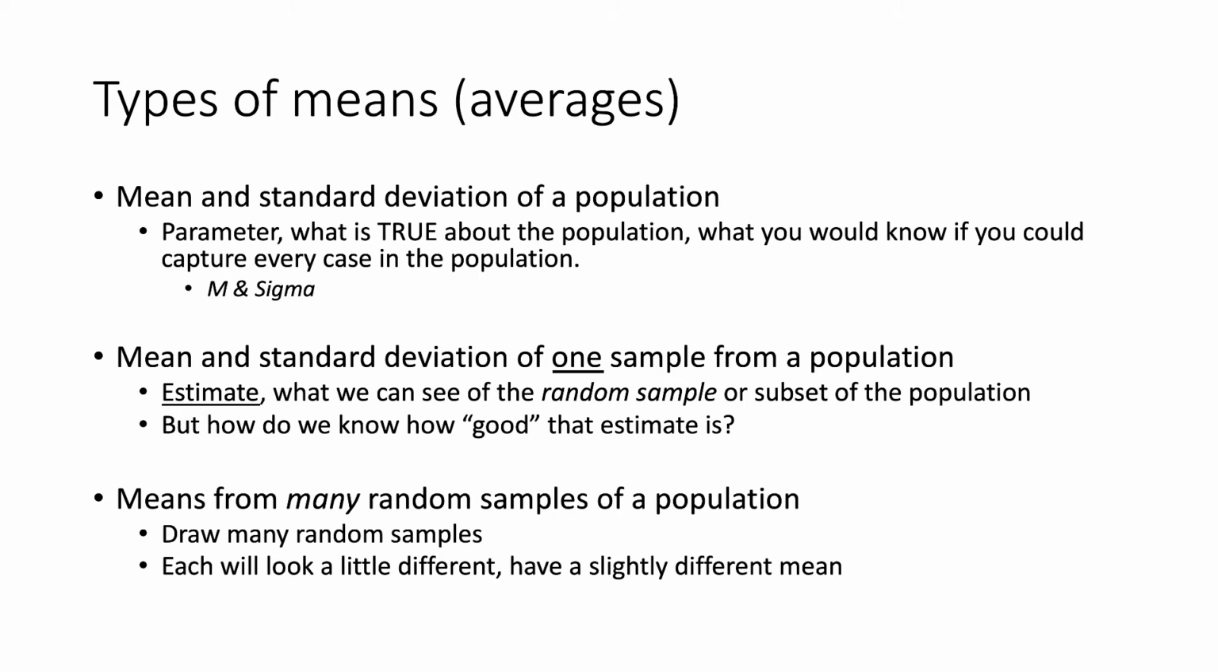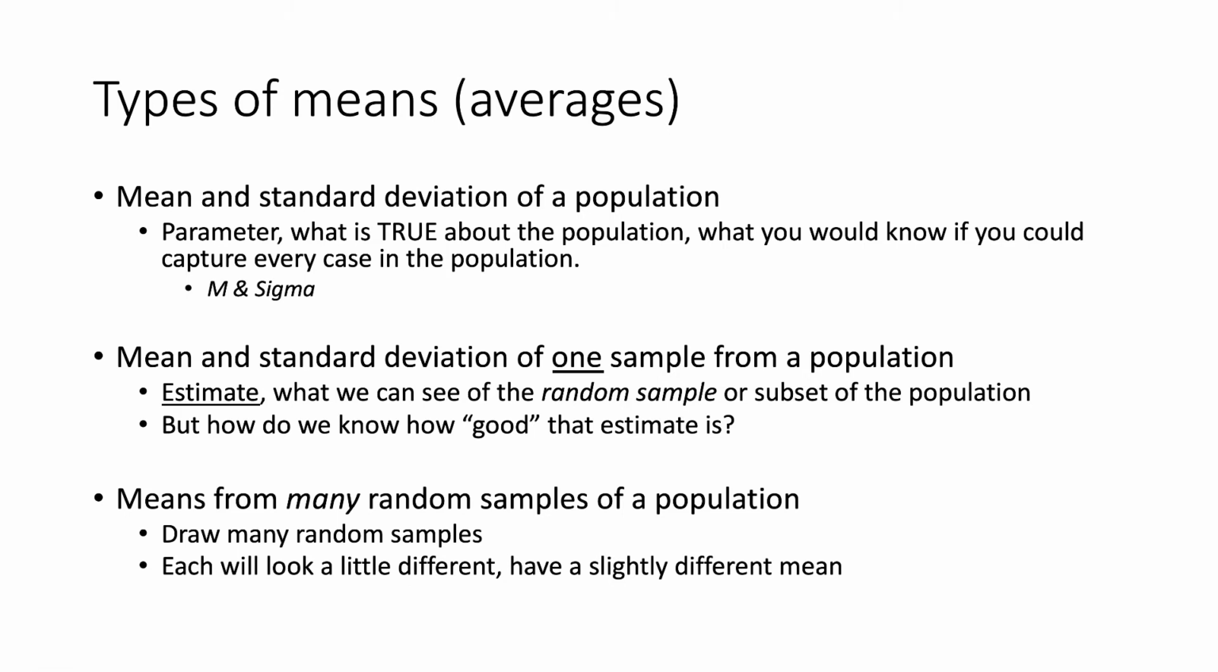And the leap we take to get to that question is that we think about what would happen if we drew means from many different random samples of a population. So far in your GSS data, you have one random sample of that population. But what would happen if you drew many independent random samples from that population?